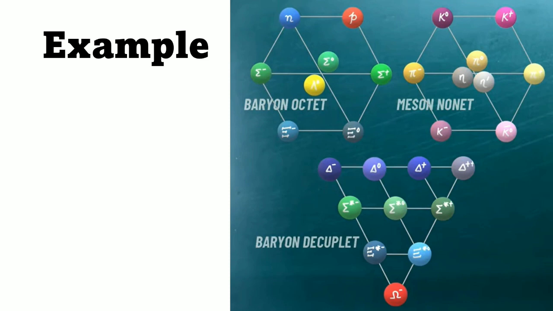Meson nonet, with particles of spin 0, has different strangeness and different charges. Another example is baryon decaplet, which is a 10 baryon particle group, all spinning 3 by 2, but with different strangeness and charges. These are just a few of the examples of these groupings.